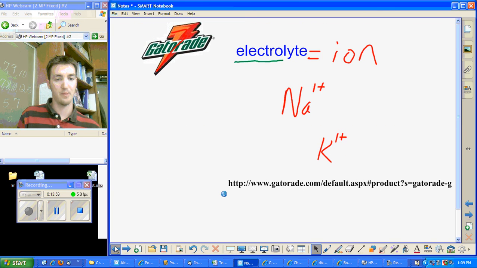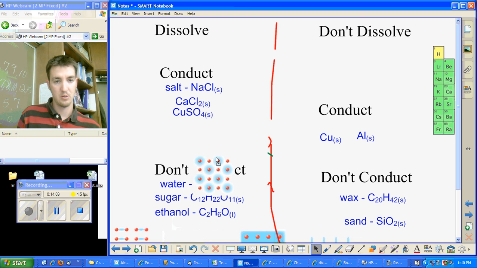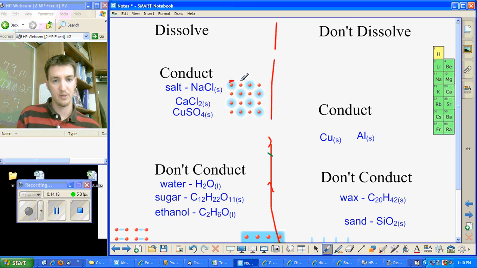Now, if we look back at what we had earlier, our different types of substances, the ones that conduct look like this. The gray area, that's the electrons. So we have negatives and positives, negatives and positives. These are ones that dissolve. Why does it dissolve? These negatives and positives interact with the water magnets. So the water is able to interact with those and then break them apart.